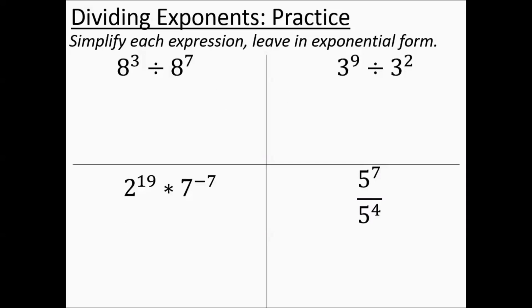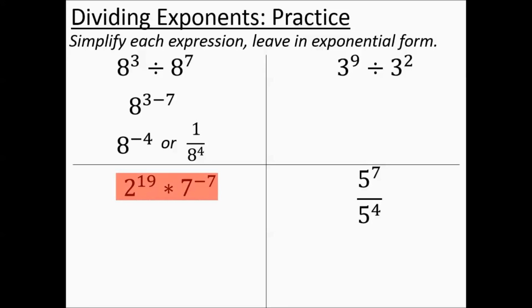We're going to go ahead and practice some now. If you want, pause it, try to work them out on your own. And here we go. We have this first one. Common bases are good, and you basically think of it as 8 to the 3 minus 7, which works out to 8 to the negative 4, but if they are asking for positive exponents only, you can think of it as 1 over 8 to the 4th.